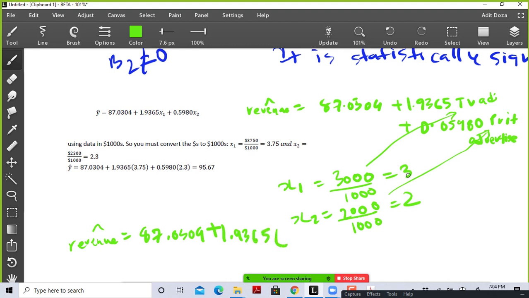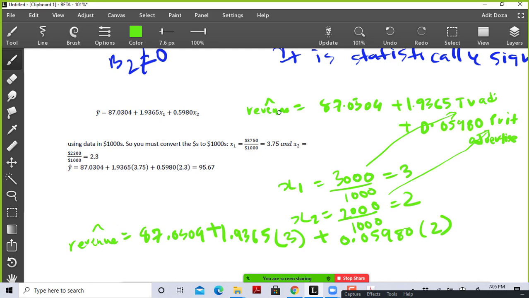What should be TV advertisement in this case? 3. 3, not 3000. Okay, don't make this mistake. Some students will plug in 3000 here because I have mentioned that these TV advertisements are given in thousands. Okay, that's how you will find the revenue.